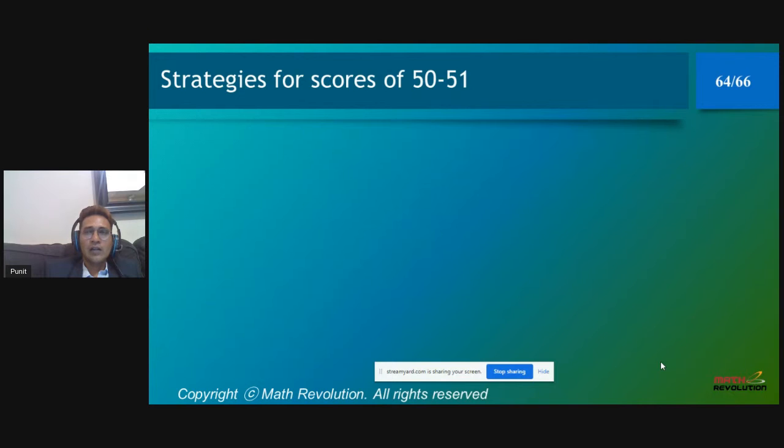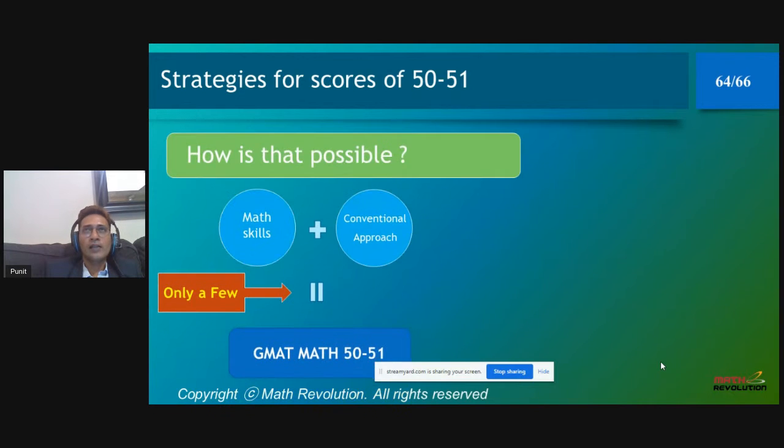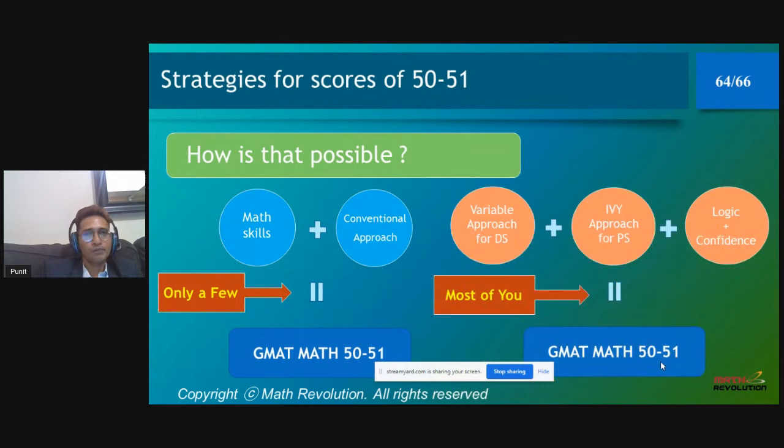So the niche of the strategy for 50-51: if someone is following a conventional approach and has good math skills, I don't disagree that she cannot score a 50-51. But the number of those students out of the whole would be very small. So how do we increase that percentage so that most students are able to score 50-51? It's a variable approach for DS and an IV approach for PS. Once your logic is intact, your confidence is boosted, and most of you would get 50-51. That's not a very difficult task to perform.